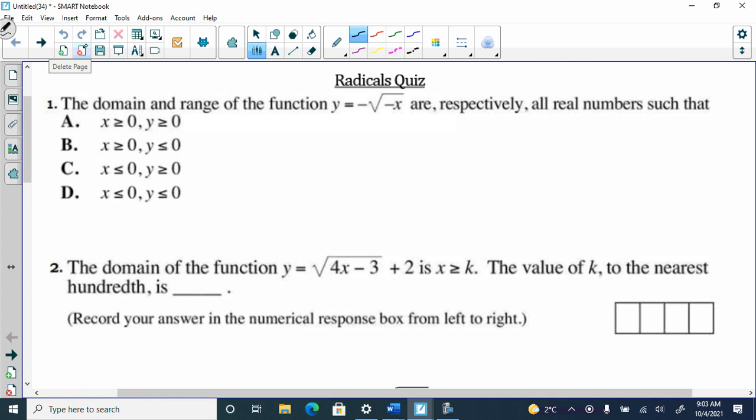There are two radical lessons in the radical unit. The first one is I give you the parent function y equals root x, right? And then I give you a function where it's transformed. And remember, the only thing that changes the domain and range when you have a square root of x function is your vertical and horizontal translations, because the square root of x starts at (0, 0), right?